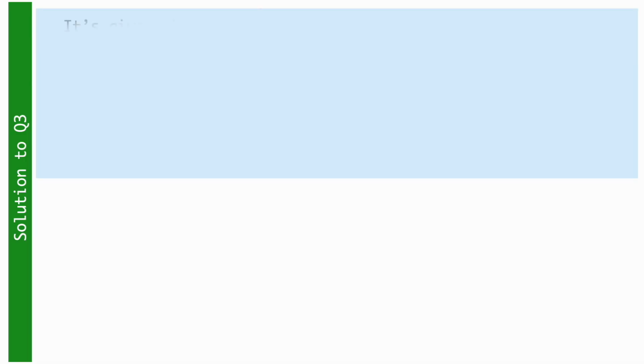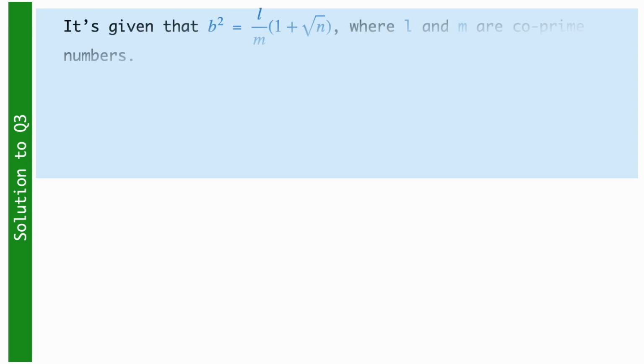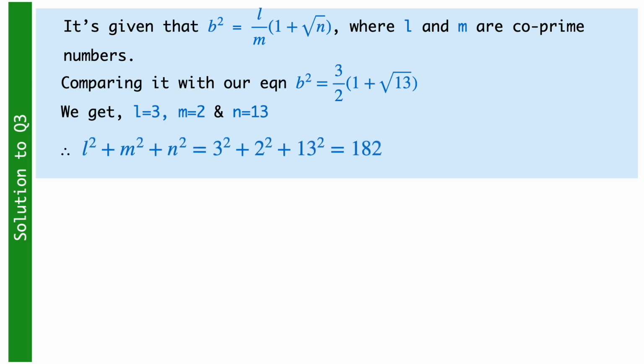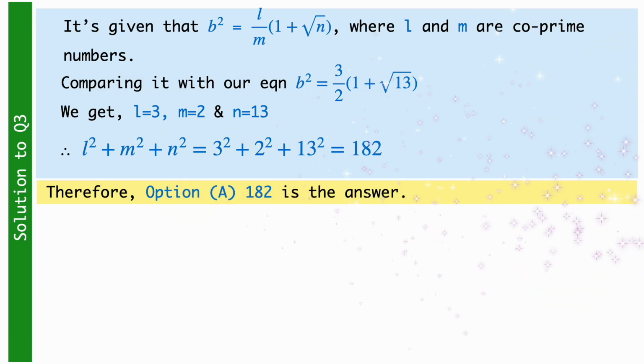It is given that b square equals L upon m, 1 plus root n, where L and m are co-prime numbers. Comparing it with our equation b square equals 3 upon 2, 1 plus root 13, we get L equals 3, m equals 2 and n equals 13. Hence L square plus m square plus n square equals 182. Therefore, option A, 182, is the answer.